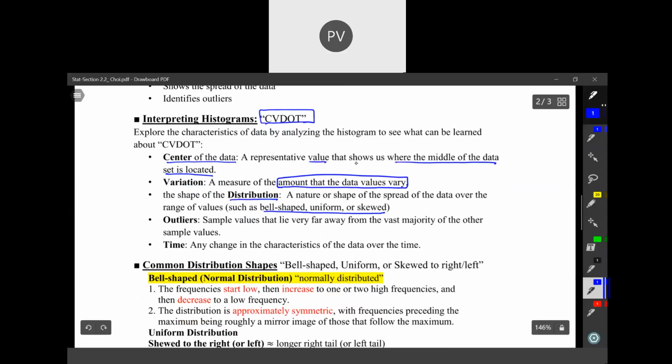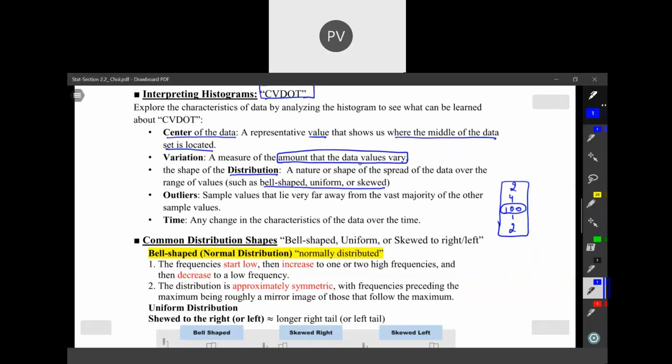Okay. Outliers. Outliers are values which lie very far away from your other sample values. For example, you may have frequencies like 2, 4, 100, again 1, 2. So here 100 is called the outlier, which means the sample value which is very far away from the other sample values, right? 100 is very far away from 1, 2, 4, and 2. So that is called outliers. Time: when you record your data with respect to time, that is called time.